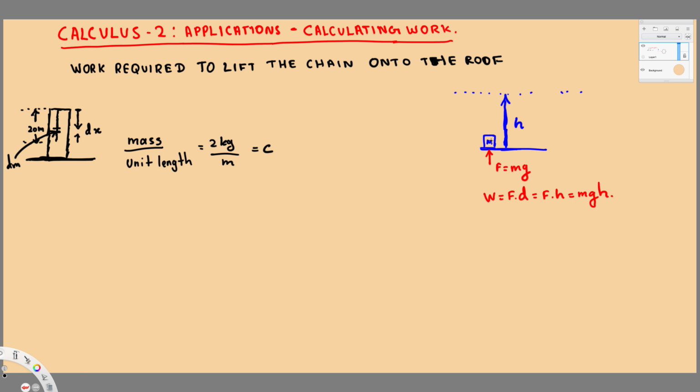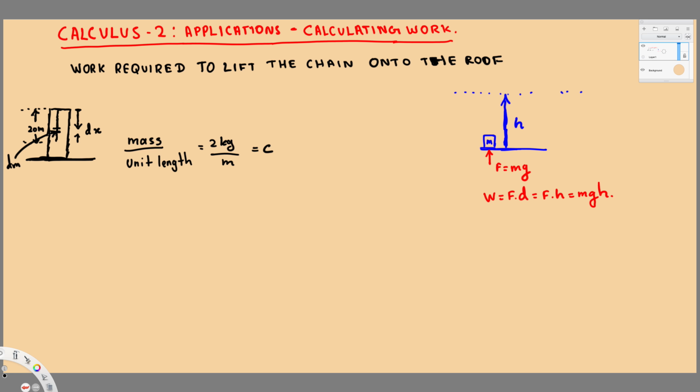So if we have mass m at the bottom, and we want to lift this into height h, to find the work required, the force required to lift this is going to be mg, right? Mass against the gravity. And the work required to lift this is going to be mg times this height. So that's how we find the work.